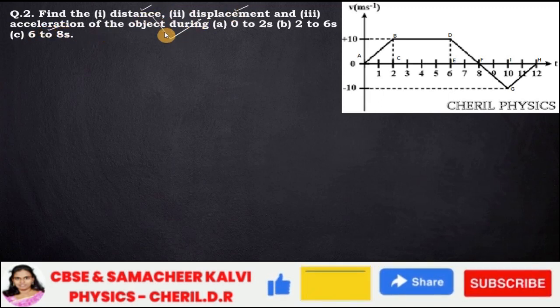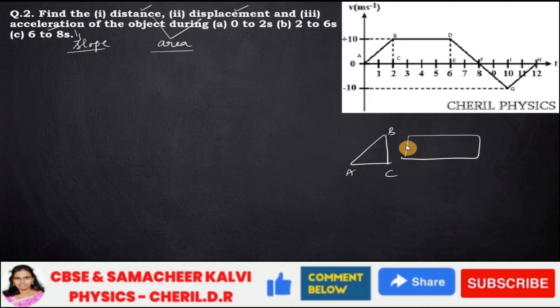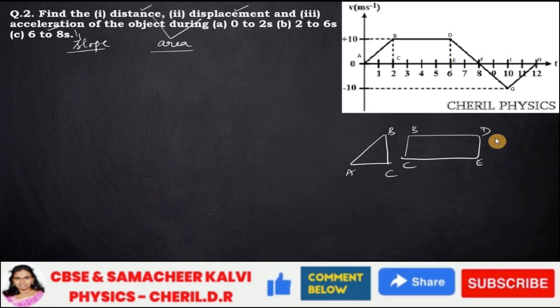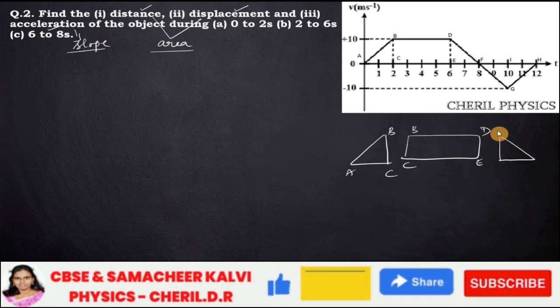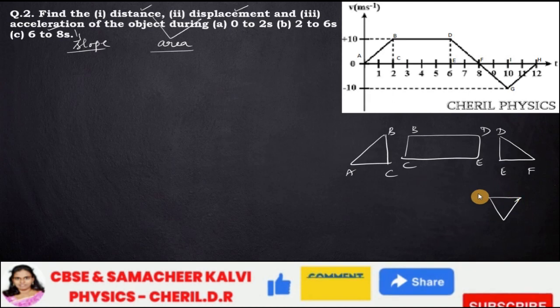For this we are doing all three: distance, displacement and acceleration. So how will you calculate the distance and displacement? By calculating the area. And what about the acceleration? By calculating the slope. So we will do it one by one. First we will go with the area. What are the areas you have? You have triangle ABC, then you have rectangle BCED, and then you have another triangle DEF, and then FGH. All these you have.